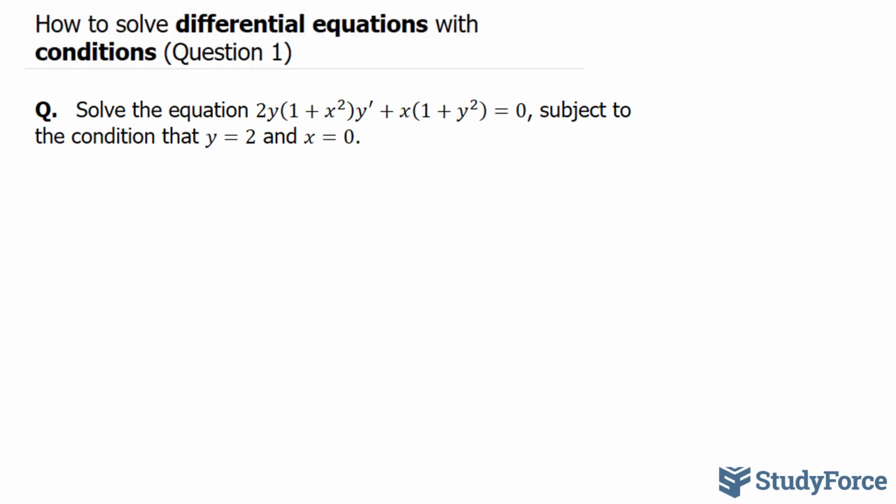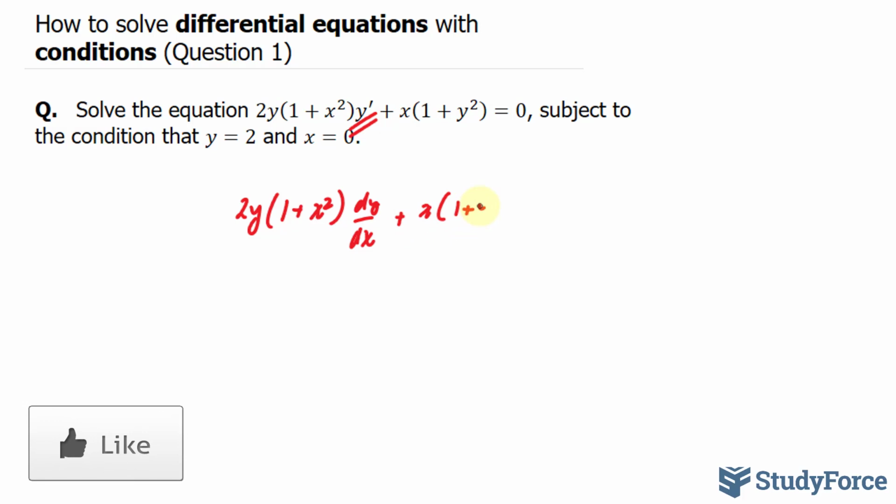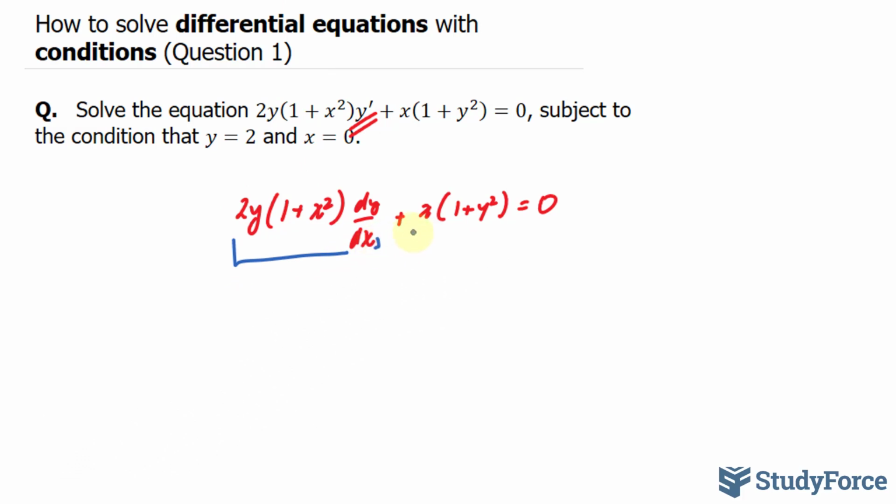Just as before, when it comes to solving differential equations, you want to change all instances of y prime into dy over dx. So I'm going to replace this with dy over dx. I have 2y(1 + x^2) dy/dx + x(1 + y^2) = 0. Currently, we have two terms. We have this term and we have this term.